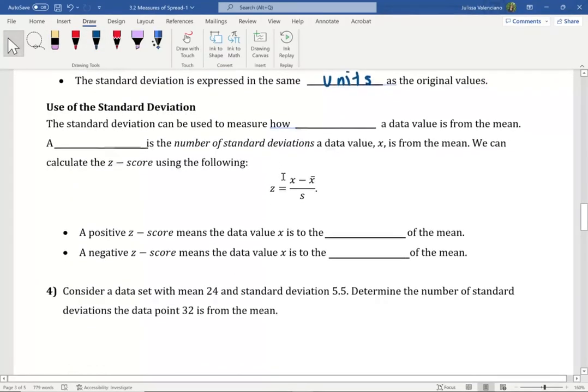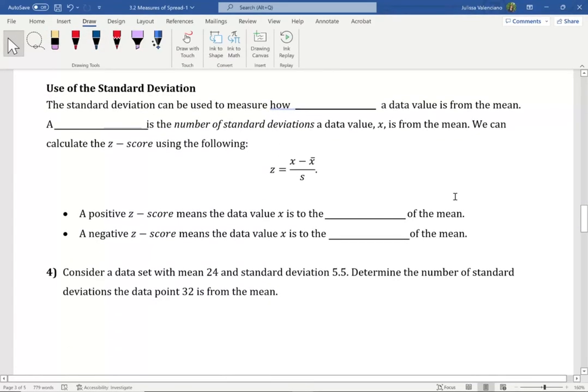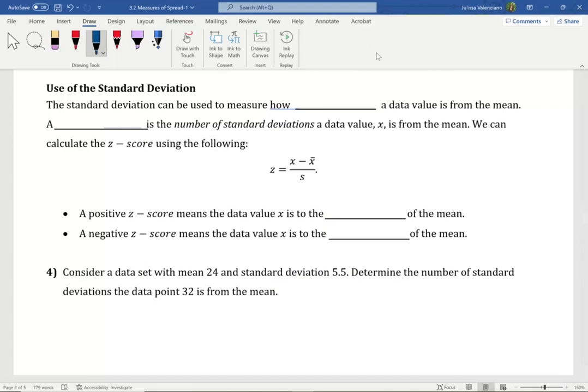Now, let's talk about how we can use the standard deviation to describe a data set. The standard deviation can be used to measure how far a data value is from the mean. And to do this, we're going to use what we call a z-score. A z-score is the number of standard deviations a data value x is from the mean. To calculate the z-score, we use the formula here below. Here, z represents the z-score. The z-score is equal to x minus x bar divided by the standard deviation.